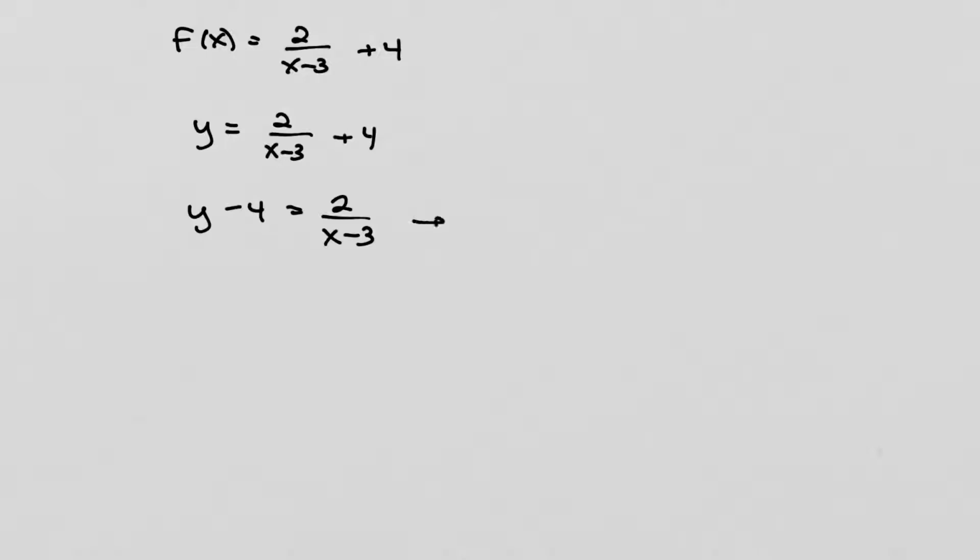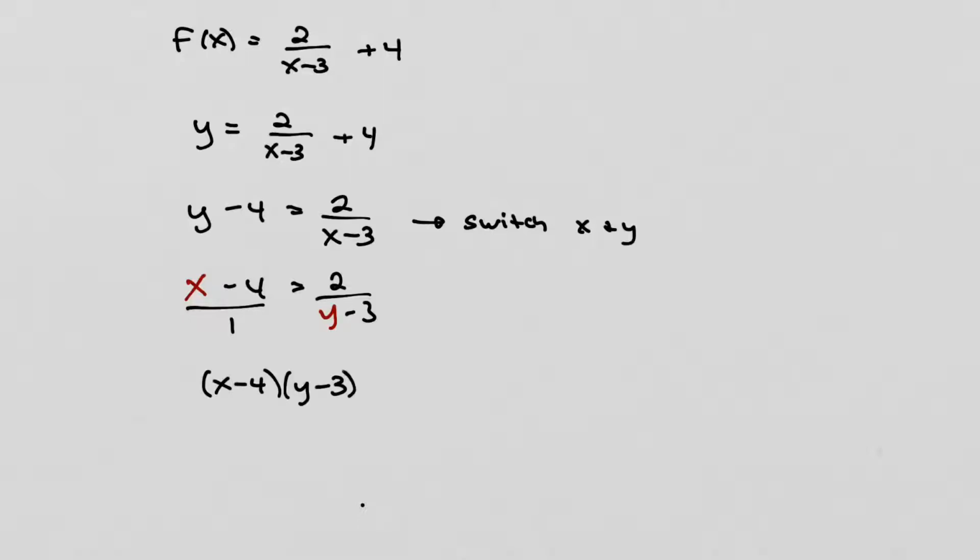And at this point, don't forget, we still need to switch the x's and the y's. We can do that now. We could have done it at the beginning, and that's okay too, but let's go ahead and switch them now. So now I'll have x minus 4 equals 2 over y minus 3. Okay. So what I could do is rewrite this as x minus 4 over 1 and then cross multiply. Okay. And what that'll give me is x minus 4 times y minus 3 equals 2 times 1, which is 2. All right.